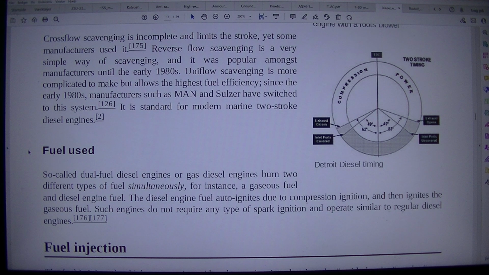Fuel used. So-called dual-fuel diesel engines or gas diesel engines burn two different types of fuel simultaneously, for instance, a gaseous fuel and diesel engine fuel. The diesel engine fuel auto-ignites due to compression ignition, and then ignites the gaseous fuel. Such engines do not require any type of spark ignition and operate similar to regular diesel engines.